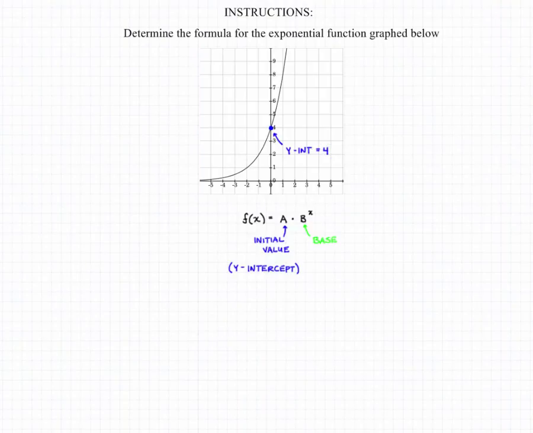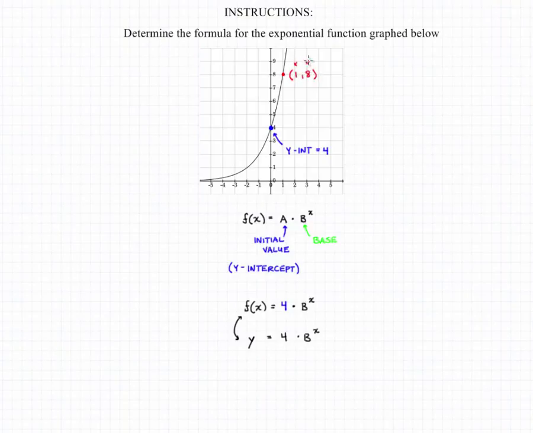We can rewrite our equation with that information in it. So we'll end up with f of x is equal to 4, again that y-intercept, times b raised to the x. Now, to figure out b, we can remember that f of x when we're graphing actually stands in for the y value, so we can rewrite this as y equals 4 times b to the x, and then find a point on the graph, and we can plug in the x and y values of that point.